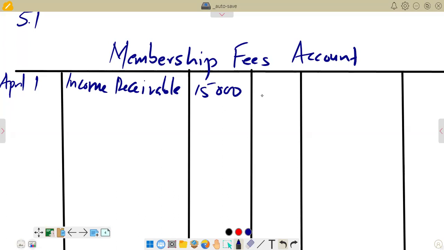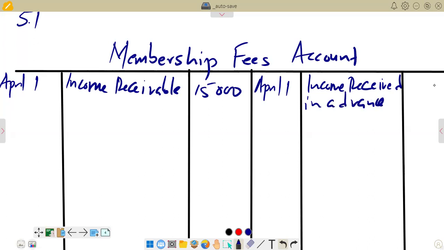We're going to do the same thing on the credit side, whereby our date again applies as April 1, and then we've got income received in advance. And then the amount that we have is 54,000. So take note of that amount, 54,000. So this is what we have.